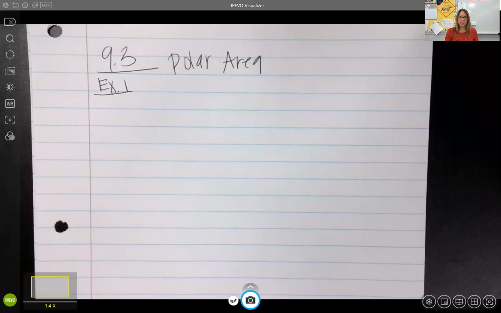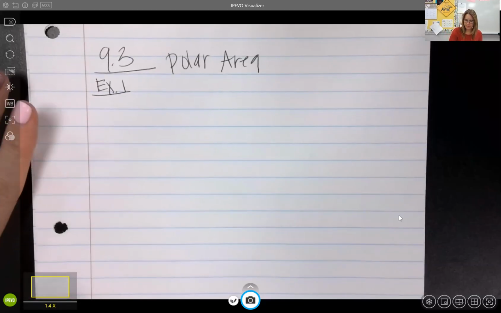Hey guys, we're going to start polar area today. We're going to continue our journey of polar equations. I'm going to kind of chunk this together for you. So we're going to start off by doing example 1.